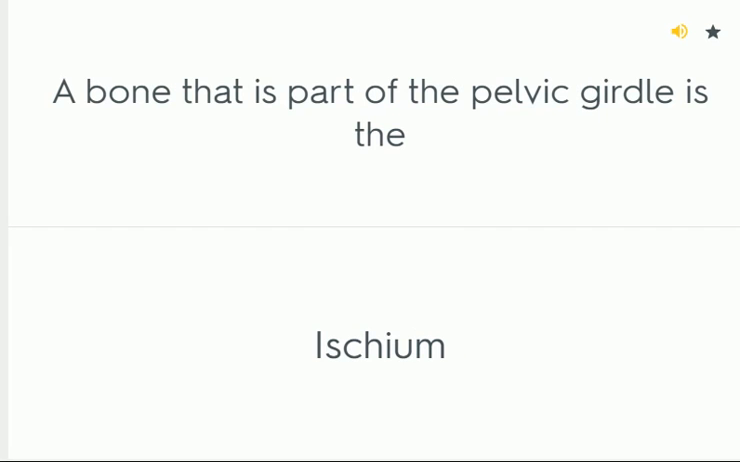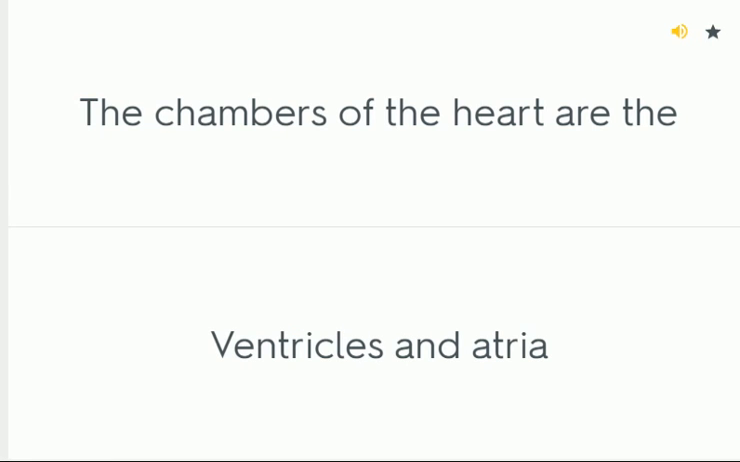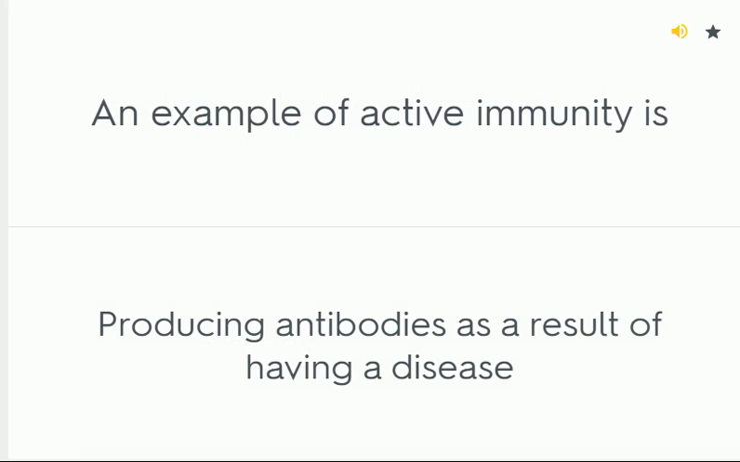A bone that is part of the pelvic girdle is the ischium. The cellular components of blood include erythrocytes, leukocytes, and platelets. The chambers of the heart are the ventricles and atria. An organ located in the left upper quadrant is the spleen. An example of active immunity is producing antibodies as a result of having a disease.